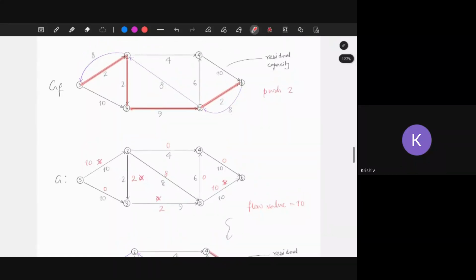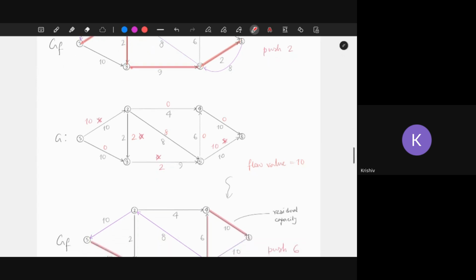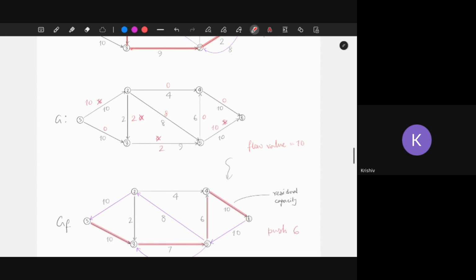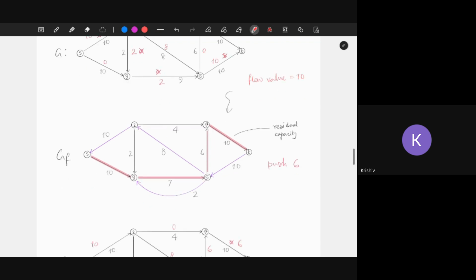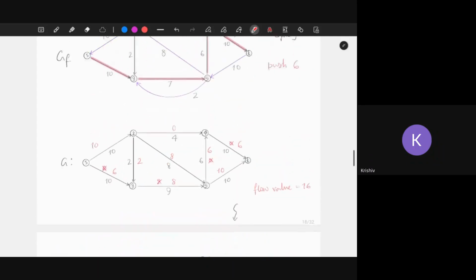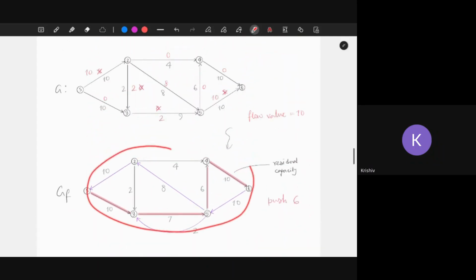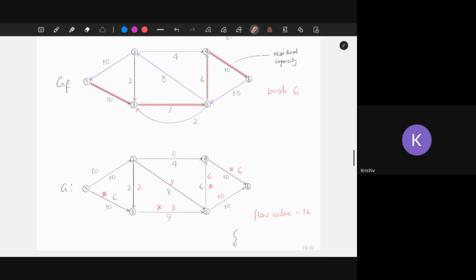Now, this actually helps because you can still see how much you can push from the source. So next you can take this path, push 2, and you can go on like this. You repeat this task: whatever you can push through the residual graph, you repeat this task until you get stuck.